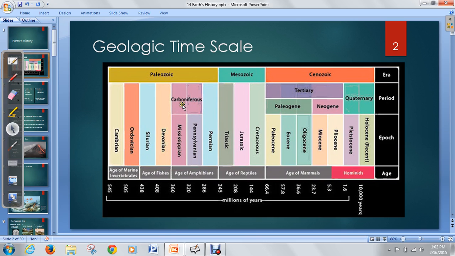The Carboniferous period was known for the types of trees that were developing during the time. Those are even further analyzed into what we call epochs. Again, just the different types of life, like the Cambrian had a lot of invertebrates, the Devonian had a lot of fishes, so on and so forth. The last thing we need to understand is what we call an age, and that is a description of the type of life that was most common or dominant during that time period. So we have the age of the invertebrates, age of the fishes, age of amphibians, age of the reptiles or dinosaurs, age of the mammals, and the age of the hominids or humans, basically.